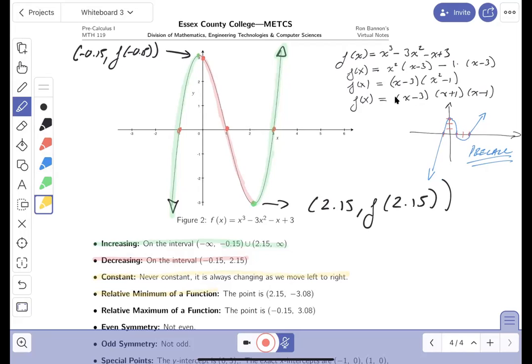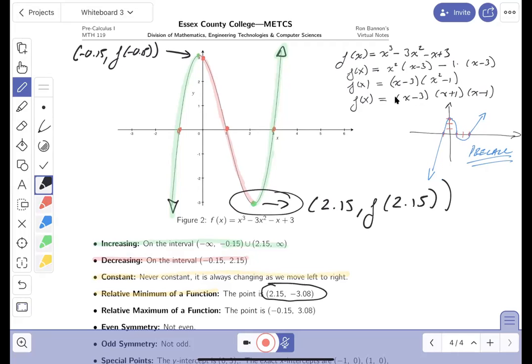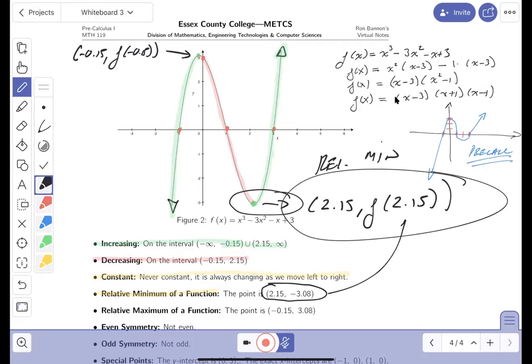What's the relative minimum of the function? I want to circle it for you. This is the relative minimum. Why is that? It contained an open interval. Now, by the way, they did the computation for you. And I want to point out this point here is this point over here. This is the relative min. All right, let's go to the next one.